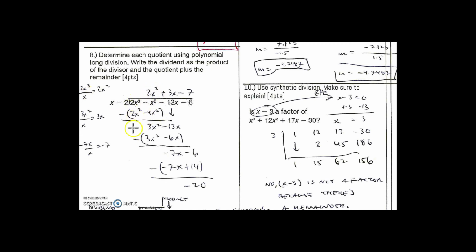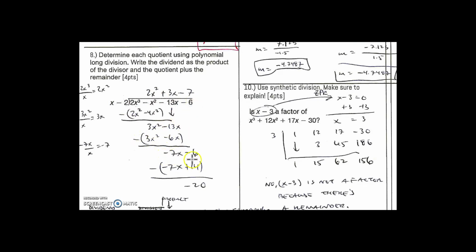So 2 minus 2 is 0. Don't write it. -1 minus -4 means the opposite, so that means you get 4 and a -1, which gives you 3x squared. Bring that down, 13x. X goes into 3x squared 3x times. 3x times x gives you 3x squared and -6x, and then you're going to subtract. 3 minus 3 is 0. -13 minus -6, so that's -13 plus 6, gives you -7x.